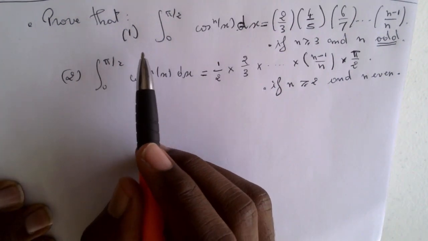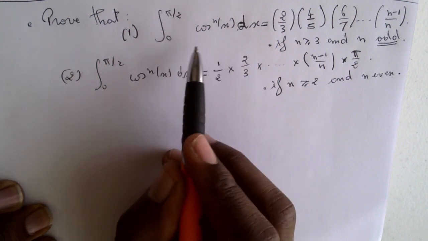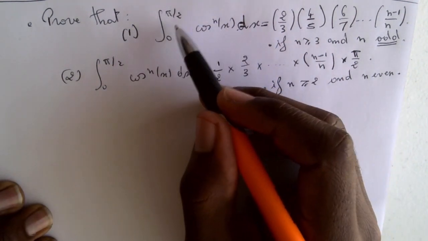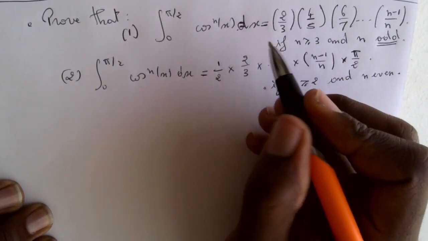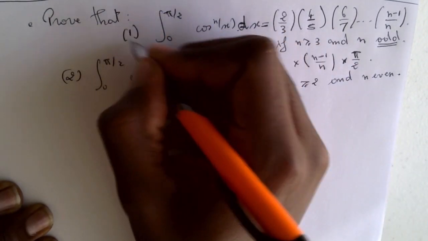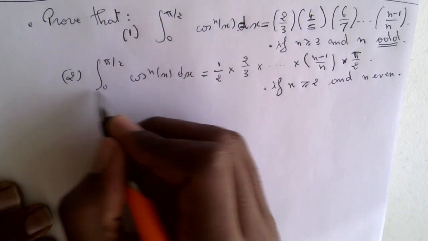Hello everybody. In this video, we're going to try to prove these two formulas for the integral of cos to the power n of x from 0 to pi over 2. We'll prove this first one in this video, and then in a subsequent video, we'll prove the second one.